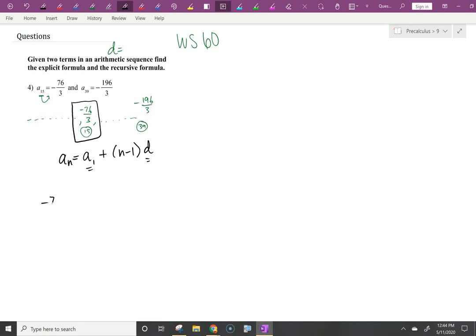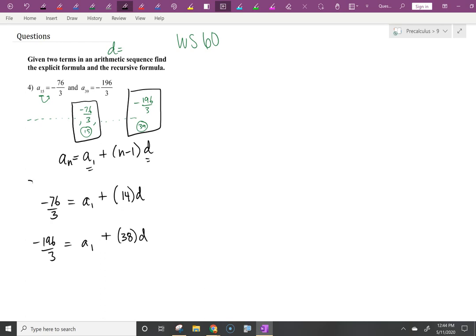If N is 15, I get that number. So negative 76 thirds is equal to A1 plus, now N is 15, so 15 minus 1, I'm going to do in my head, 14 Ds. I know that's true. And I have a second equation that says negative 196 thirds is equal to A1 plus, now 39 minus 1 is 38, 38 Ds. And now look at that. I have two equations with two unknowns, which means you could solve a bunch of different ways. So you pick. I'll probably use linear combination, because the A1s would cancel.